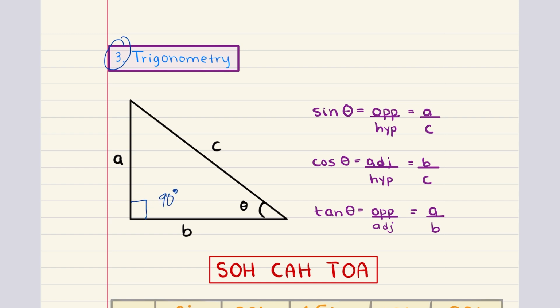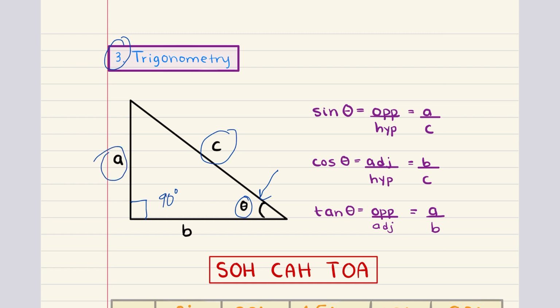Now, the hypotenuse is the longest side of the triangle, and it's directly opposite the 90-degree angle. So in our triangle here, side C is the hypotenuse. The opposite side is the side opposite the angle you're focusing on, which we call theta. So this is our angle of interest, which means that the opposite side in this triangle is side A.